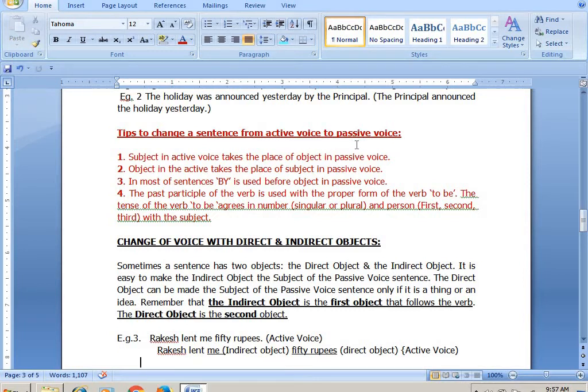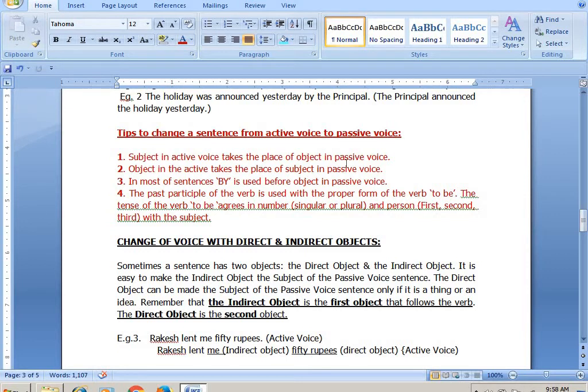You saw right now 2 examples: the terrorist being killed by the police, as well as the holiday having been announced by the principal. They were in passive voice. So now, the subject in active voice takes the place of the object in passive voice. We saw this initially also, when I explained how subject becomes object and object becomes subject.